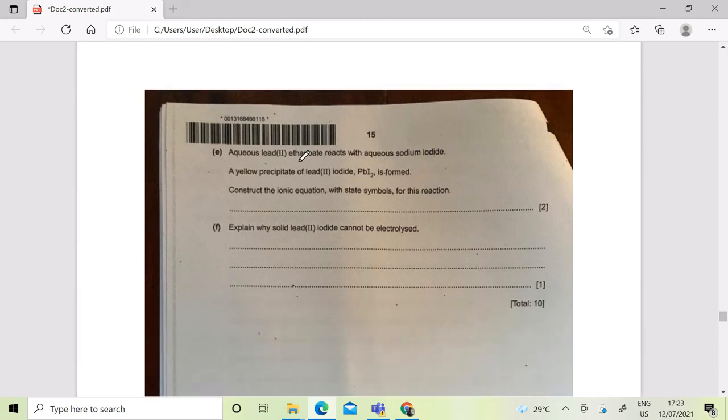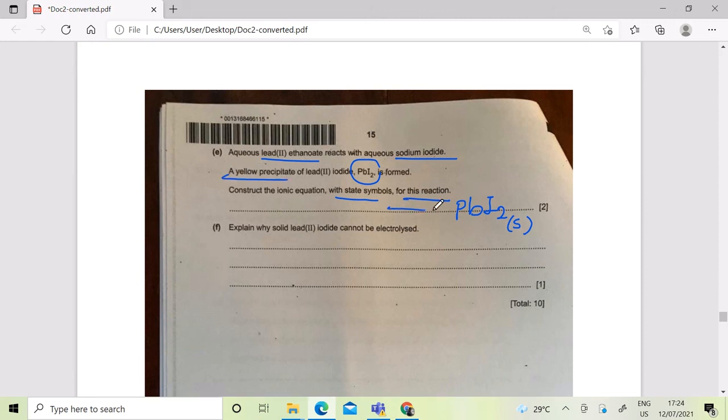Aqueous lead(II) ethanoate reacts with aqueous sodium iodide. Sodium iodide, lead(II) ethanoate. A yellow precipitate of PbI2 is formed. Construct the ionic equation with the state symbols for this one. It's a very famous reaction with iodine. PbI2, it's a precipitate. It's going to be solid. Question is given, yellow precipitate.